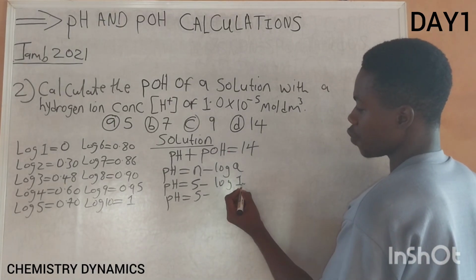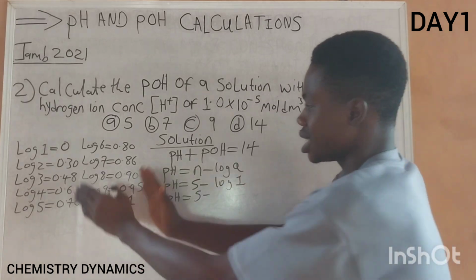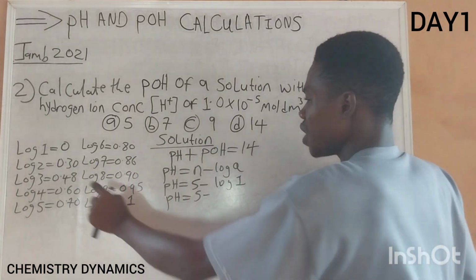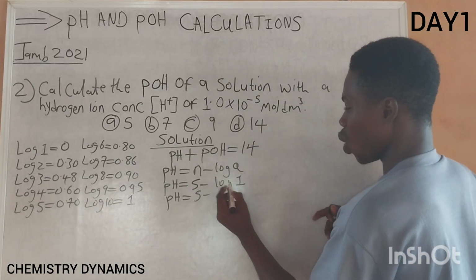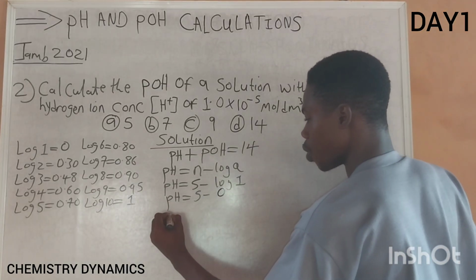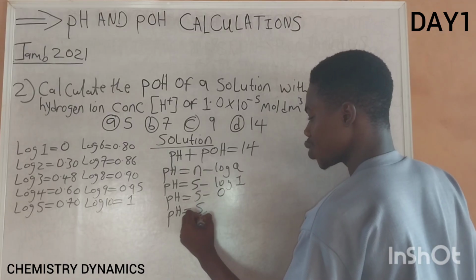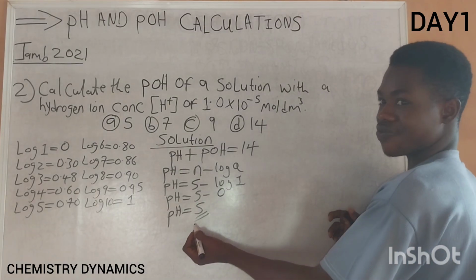What's the value for log 1? This is the reason why I brought out this table. Please memorize them and get used to them. The value for log 1 is 0. So therefore pH equals 5 minus 0, which is 5. So this happens to be our pH, but not the final answer.